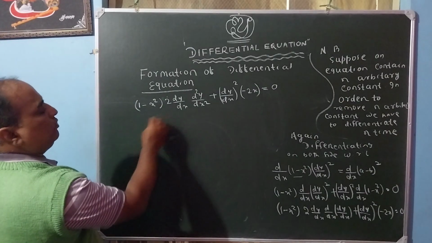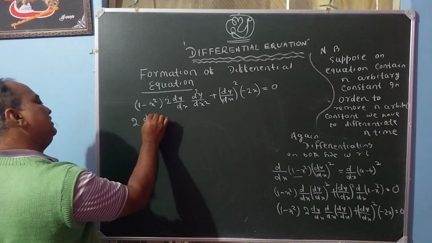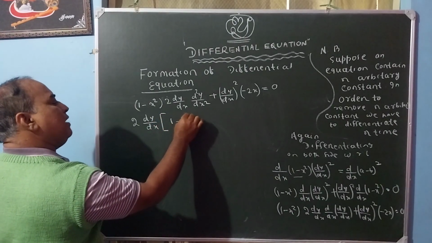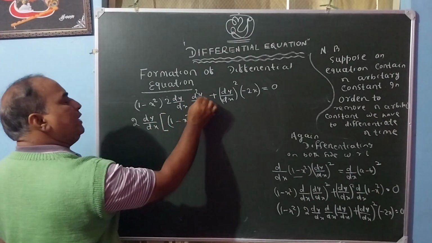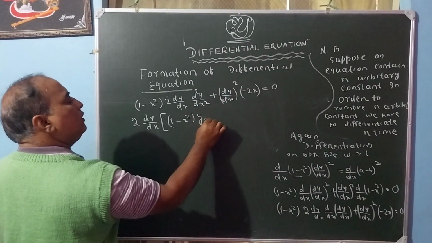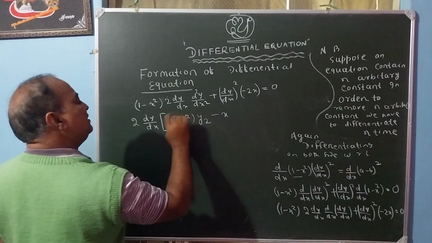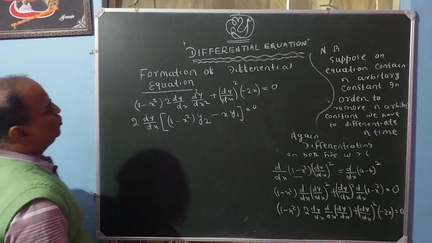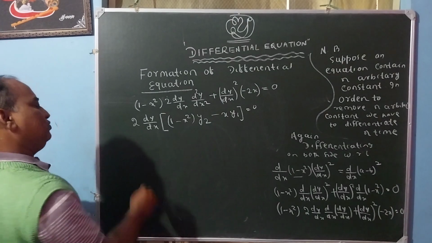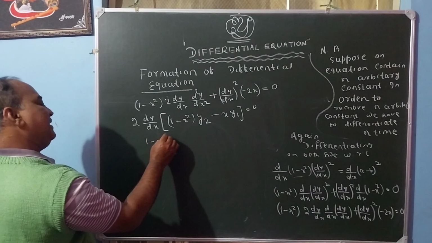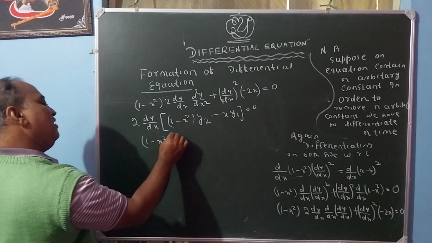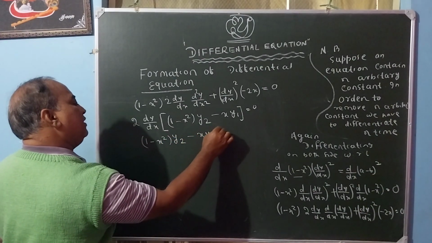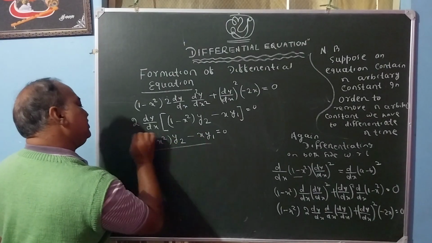So now taking 2 dy/dx common, we get (1 minus x square) y2, this is y2, here we get minus x y1 is equal to 0. So 2 dy/dx is divided there. So we get (1 minus x square) y2 minus x y1 is equal to 0. So this is the answer of this question.